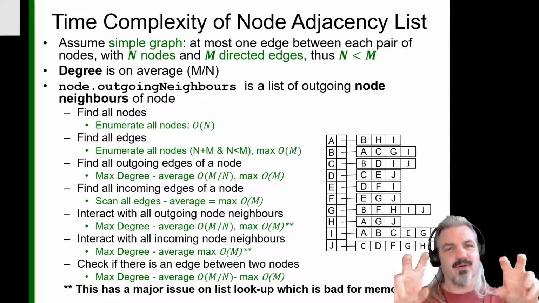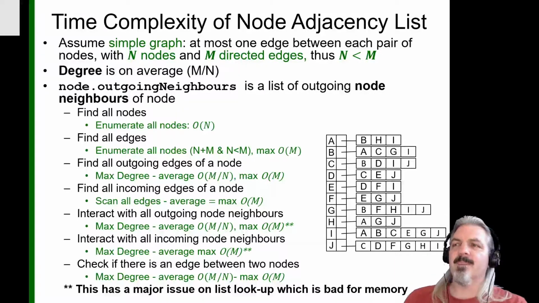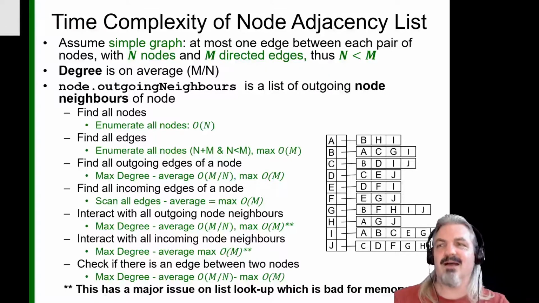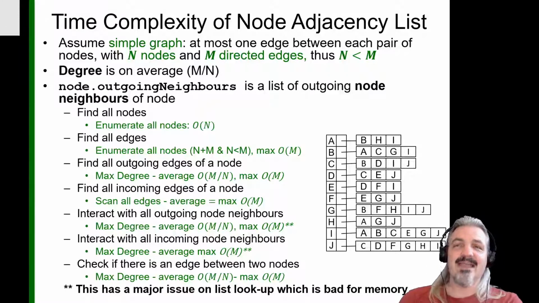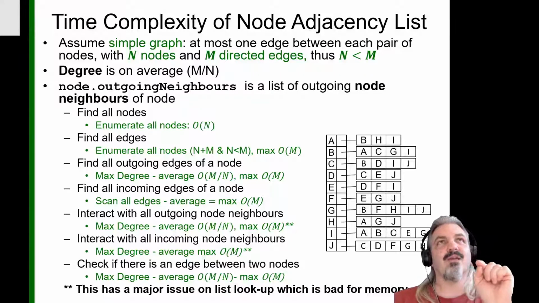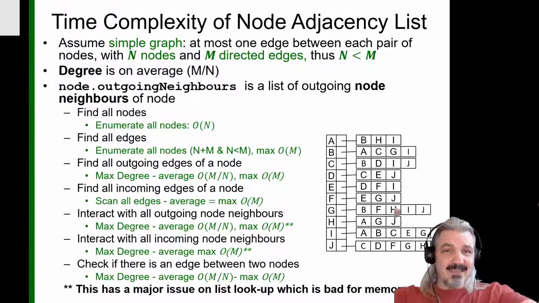But when you're talking order notation, that's the worst case scenario. So we can talk about the average a wee bit. Find out the incoming order n, order m, because to find the incoming to a node, you have to go through every other node to find all of its outgoing vectors.